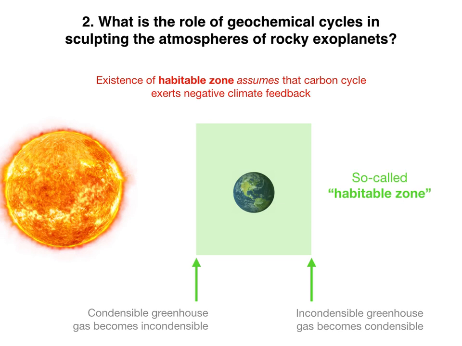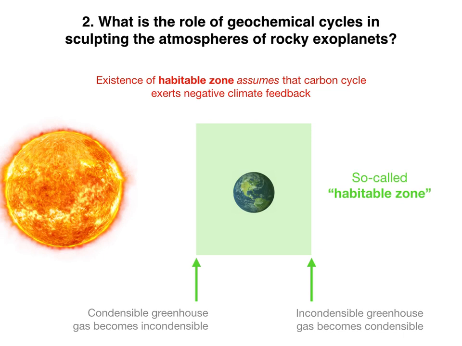So to use Earth as an example, Earth has mostly nitrogen, which is the background gas. Water is the condensable greenhouse gas, and carbon dioxide is the incondensable greenhouse gas. If you move Earth too close to the sun, then the condensable greenhouse gas, which is water, becomes incondensable. And if you move Earth too far away from the sun, then the incondensable greenhouse gas, which is carbon dioxide, becomes condensable. And these two concepts roughly define the boundaries of the habitable zone.